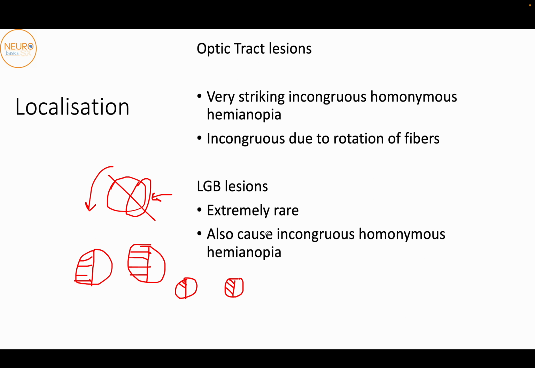Okay, it is also possible to get incongruous visual field defects with your parietal and temporal lobe regions. We'll discuss that in more detail. But if it's a homonymous hemianopia, it is involving the entire half of the field and it's incongruous, we should localize to the optic tract. You can also have lesions of the lateral geniculate body. These also can cause an incongruous homonymous hemianopia, but these are very, very rare and very unlikely.